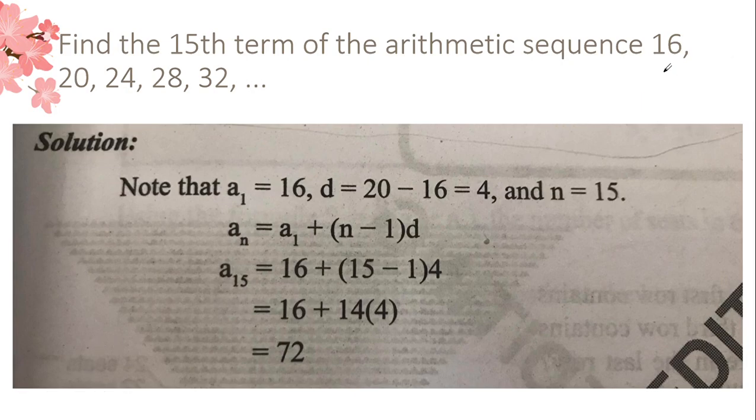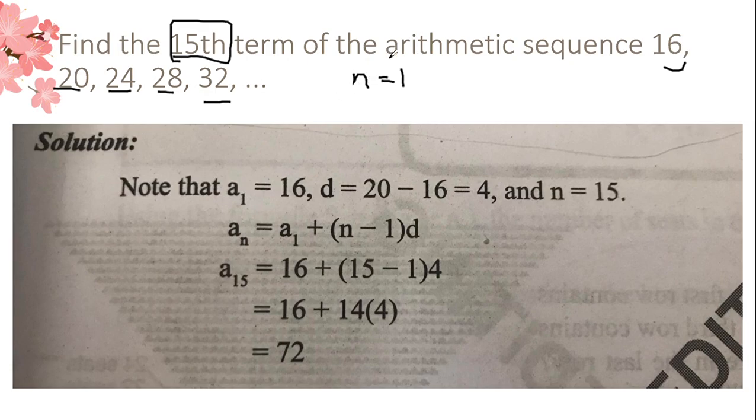Remember that 16 is our first term, 20 is our second term, 24 is our third term, 28 is our fourth term, and 32 is our fifth term. So again, these are our terms, and the term number is n. If n is equal to 1, that means our first term, which is 16. Now, we are actually looking for the 15th term of this arithmetic sequence.